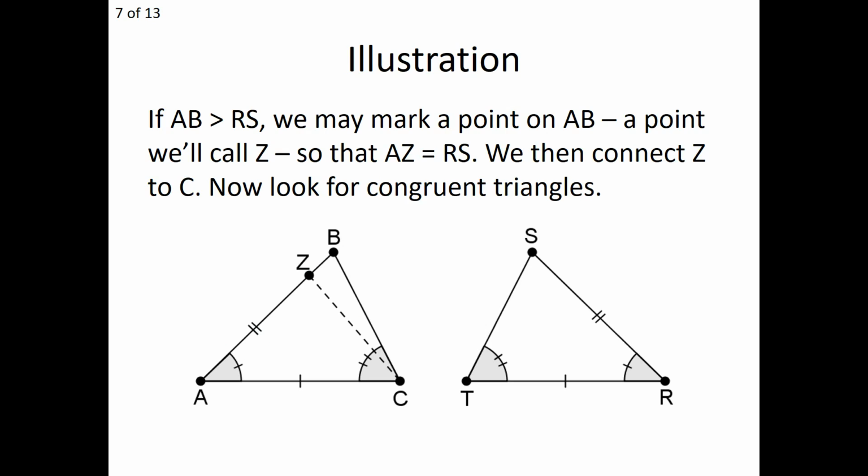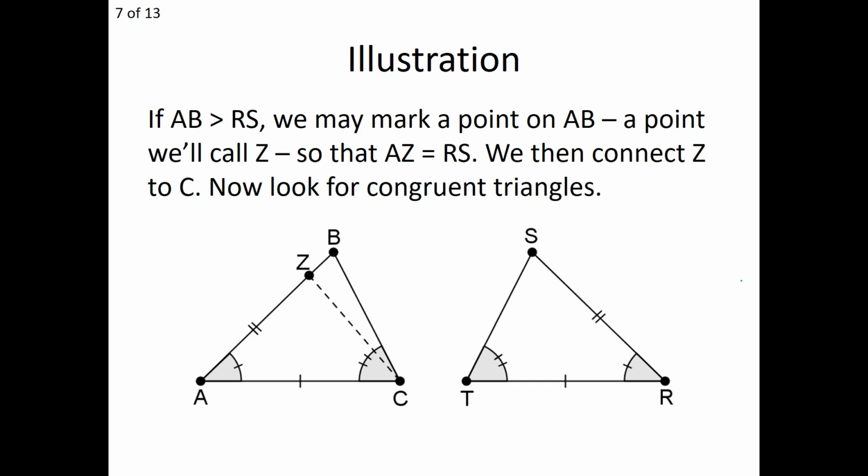So if we have assumed that AB is greater than RS, think about two pieces of string. If AB is a piece of string that's longer than RS, then we can actually cut that longer piece of string down to equal the shorter string. So if AB is longer than RS, then we can measure to a point Z such that AZ is equal to RS, right? Because we've assumed AB is greater than RS, which means AZ will have to be equal to RS. Now what we're going to do is look for some congruent triangles.